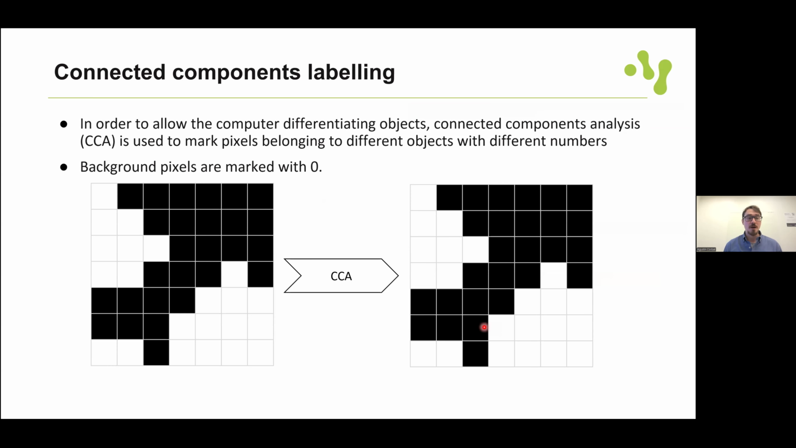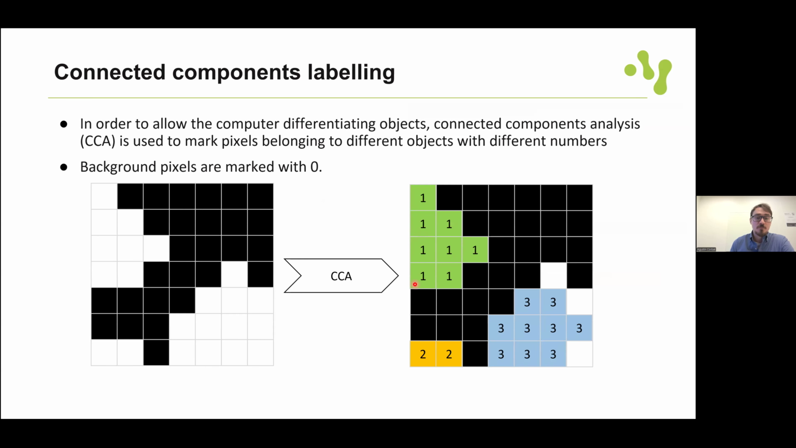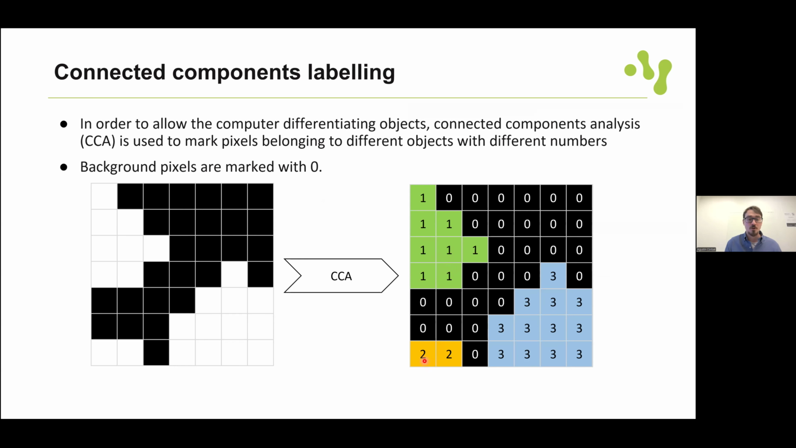Once you have your binary mask that you're very happy with, you could run what is called connected components labeling, which means every positive pixel that is connected, you will assign the same label. So here we have all pixels belonging to object 1, all pixels belonging to object 2, and this is how you end up with a labeled image.